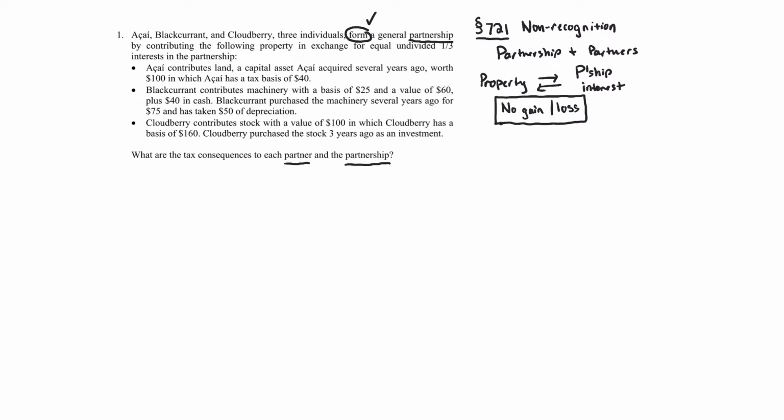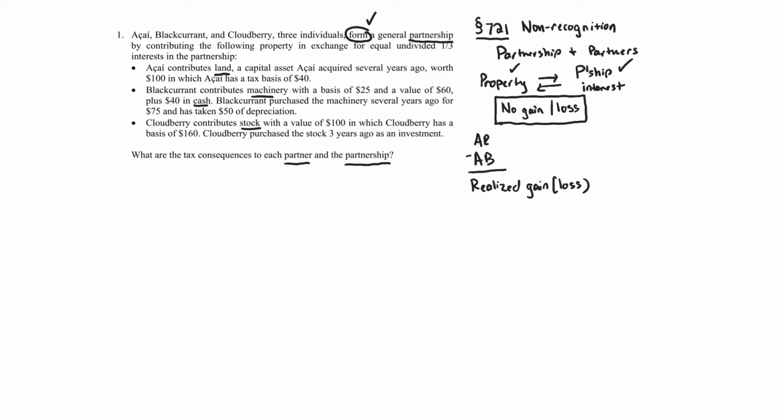Now, remember that in general under the tax law, we've got realized gain and loss, right? Section 1001, amount realized minus adjusted basis gives us our realized gain or loss. Well, here, all 3 of these individuals, A, B, and C, are exchanging property, right? We've got land by A, we've got machinery and cash by B, and we have stock by C. So all of them are giving up property to the partnership in exchange for a partnership interest, right? 1/3 partnership interest. So those are pieces of property, and they're getting partnership interest, so no gain or loss recognized.